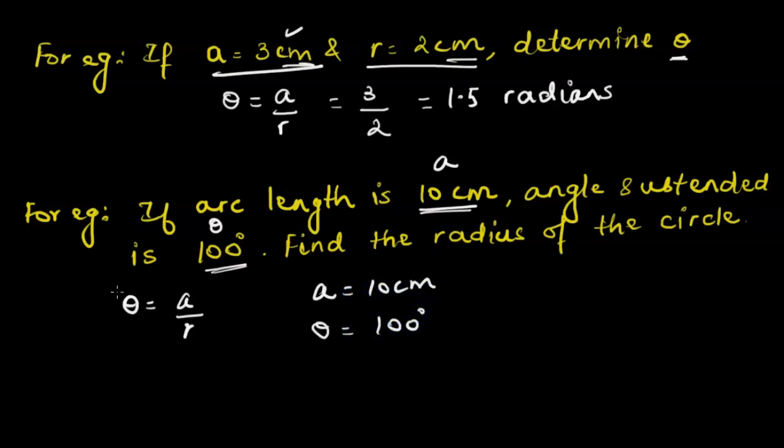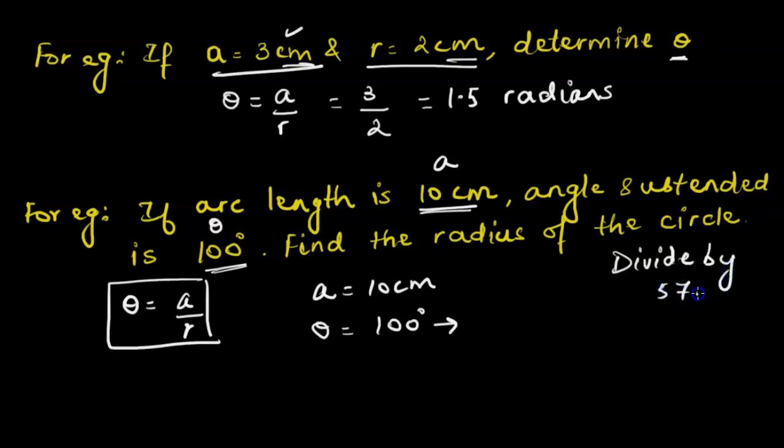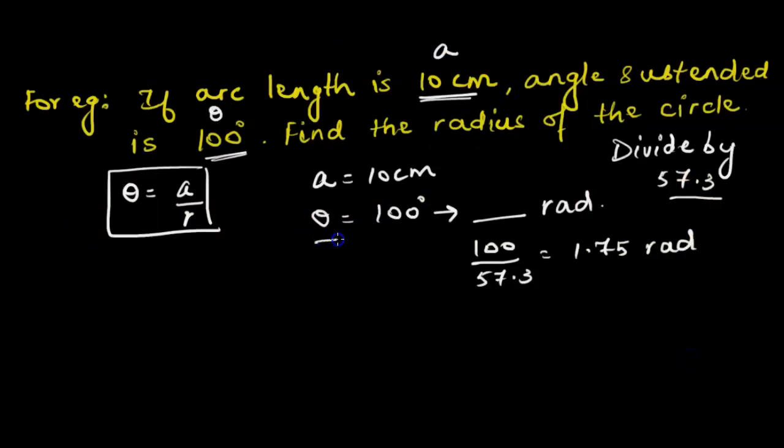Now we need to remember that theta has to be in radians if we want to use this formula. So the first step is to change degrees to radians. When we go from degrees to radians, we divide by 57.3, and that we have learned in the previous lesson. So all we have to do is divide 100 by 57.3, and that gives us 1.75 radians. Now once we have theta in radians and arc length in centimeters, we can apply this formula.